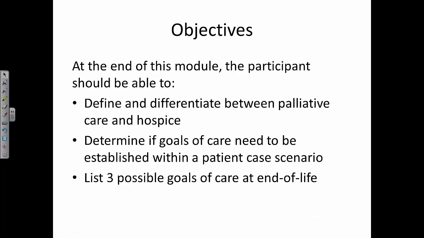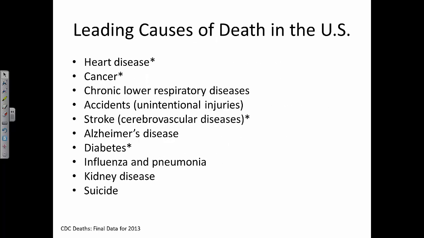So these are the objectives for this program. First, at the end of both parts of Module 1, you'll be able to define and differentiate between palliative care and hospice care. Then you'll be able to determine if the goals of care need to be established within a patient case scenario, and most importantly, list 3 potential goals of care for end-of-life care.